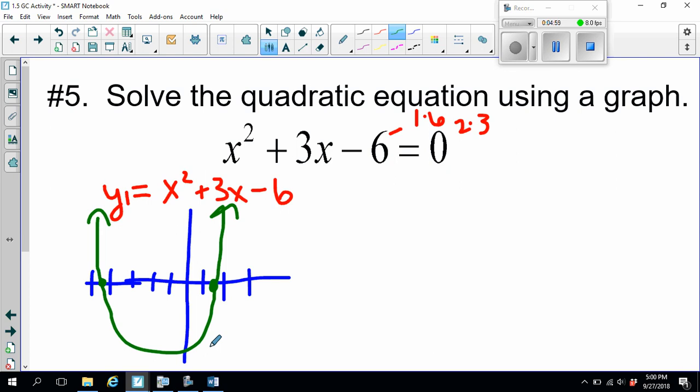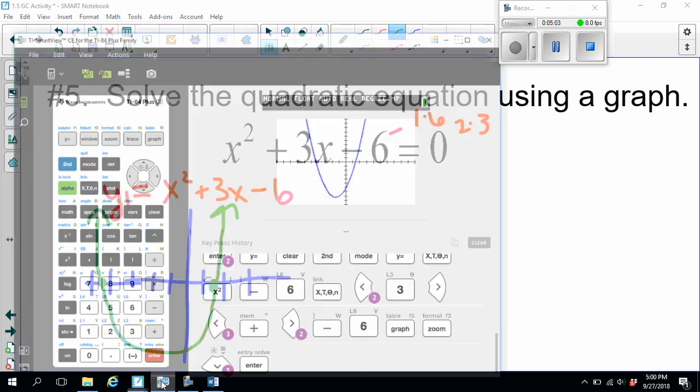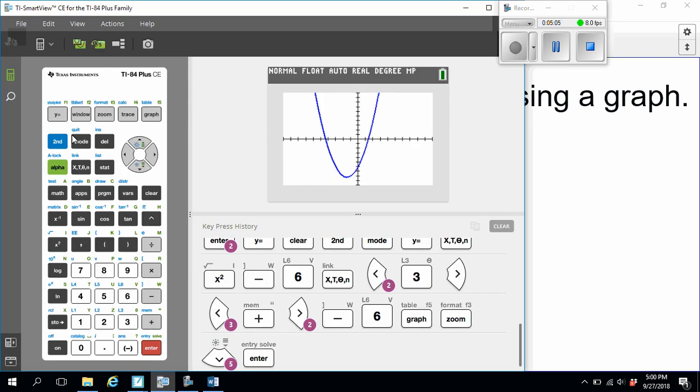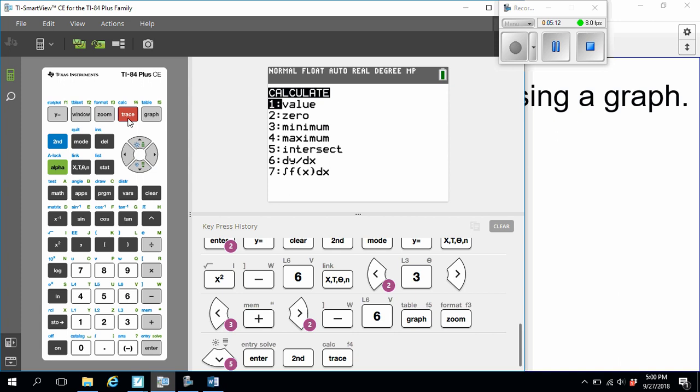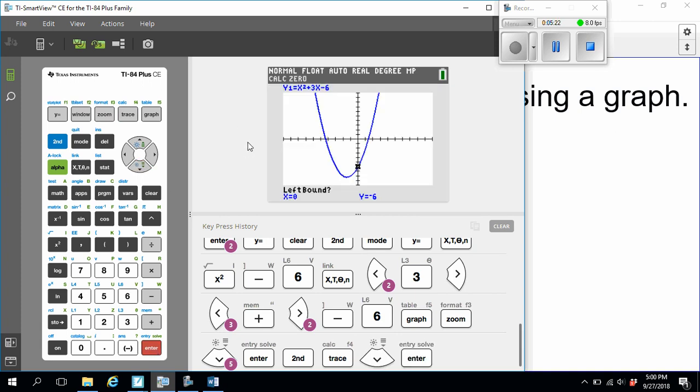Okay, so now what we're going to do is actually find each of these x-intercepts. So we're going to go to our second trace. You're going to press the second button and then the trace. We're going to go down to number 2 because remember we're trying to find our zeros. So you press 2 and then enter.